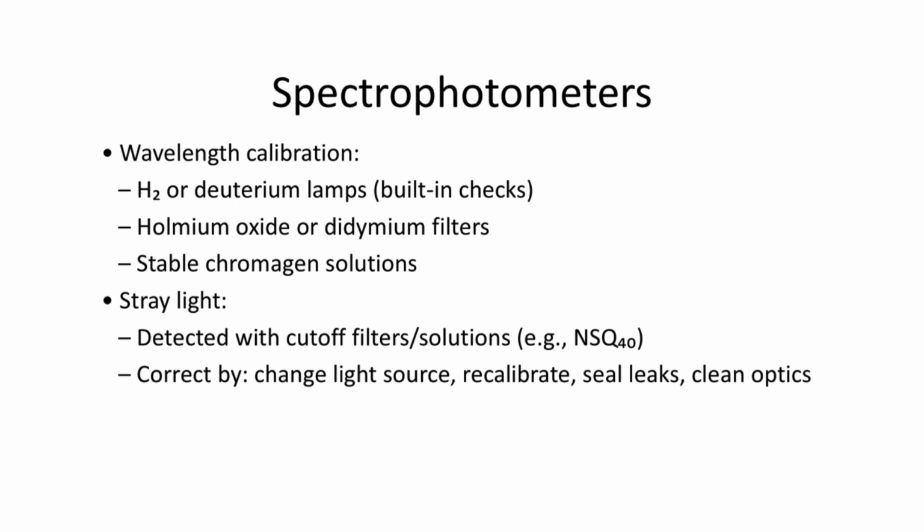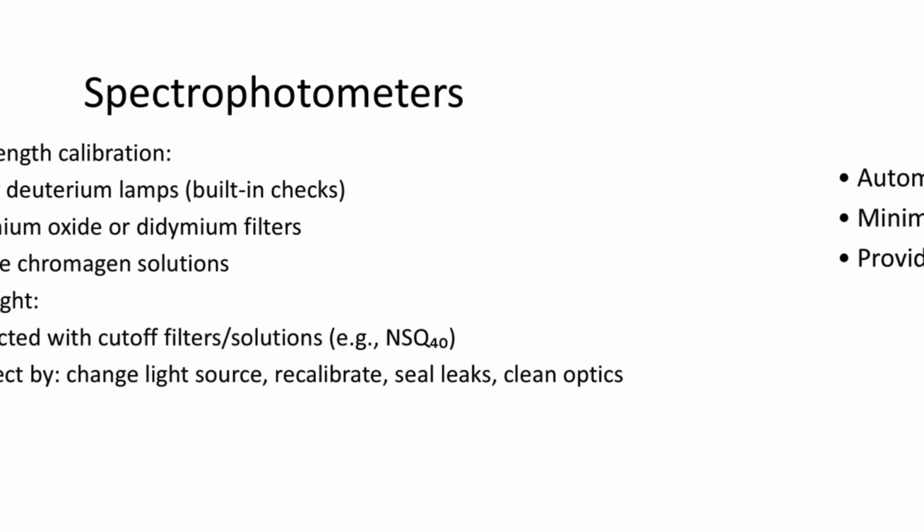Standardization of spectrophotometers ensures accuracy. Wavelength calibration may be checked with hydrogen or deuterium lamps, holmium oxide or didymium filters, or solutions of stable chromogens. These confirm whether the instrument's wavelength accuracy has changed. Stray light can be detected using filters or solutions with sharp cutoff wavelengths, such as NSQ40. Corrections involve changing the light source, verifying wavelength calibration, sealing light leaks, realigning optical components, or cleaning the instrument's surfaces.